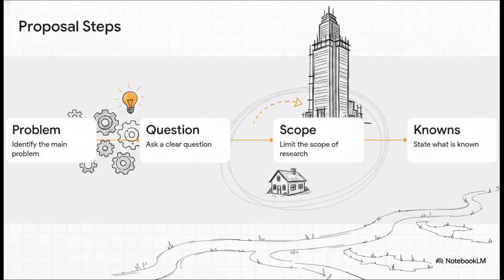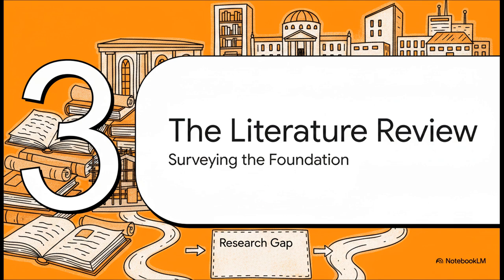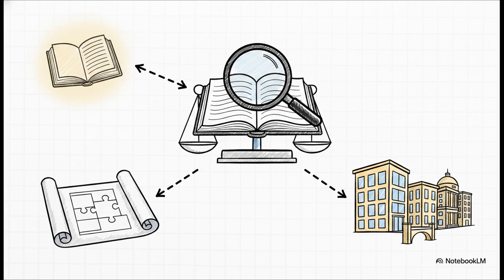Section 3, mastering the literature review, surveying the foundation. Right away, I want you to completely banish the idea that a literature review is just a boring summary of old books. Think of it more like surveying the existing land. You're looking at all the buildings that have already been constructed to find the research gap, that empty, undeveloped lot where your brand new building is going to go.